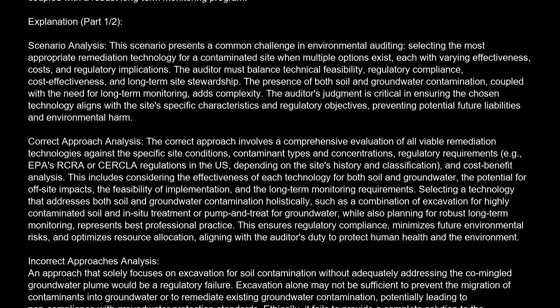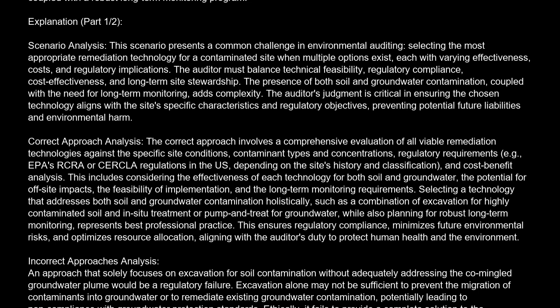Correct answer is C. Implement a phased approach beginning with excavation of the most contaminated soil zones, followed by in situ chemical oxidation (ISCO) for residual soil contamination and a pump-and-treat system for the groundwater plume, coupled with a robust long-term monitoring program. Explanation. Scenario analysis.